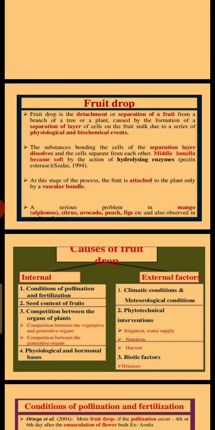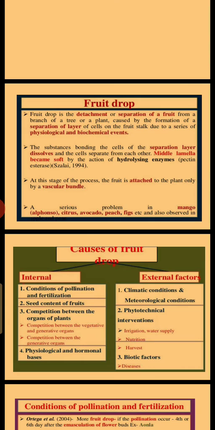Internal factors include pollination and fertilization. It means that for a particular species, a particular time is required for pollination just after emasculation. The second point is the seed content of the fruit. In some cases, if a higher number of seeds is found in the fruit, it is less prone to fruit drop. In other cases, it has been observed that a higher number of seeds may be the cause of early fruit drop.